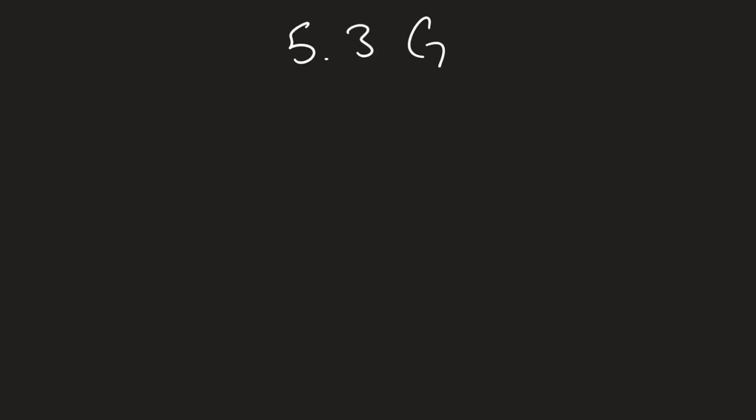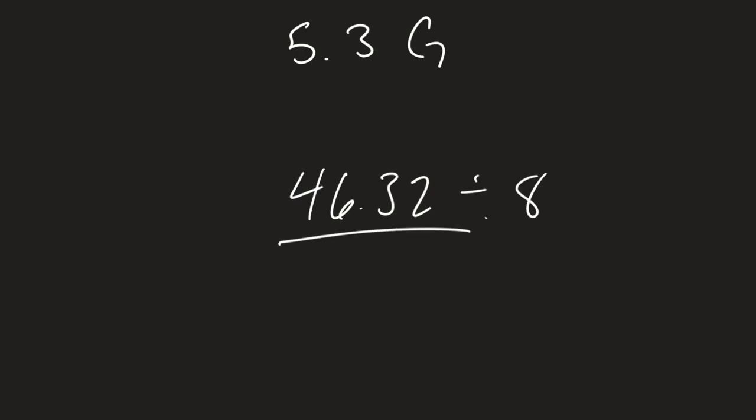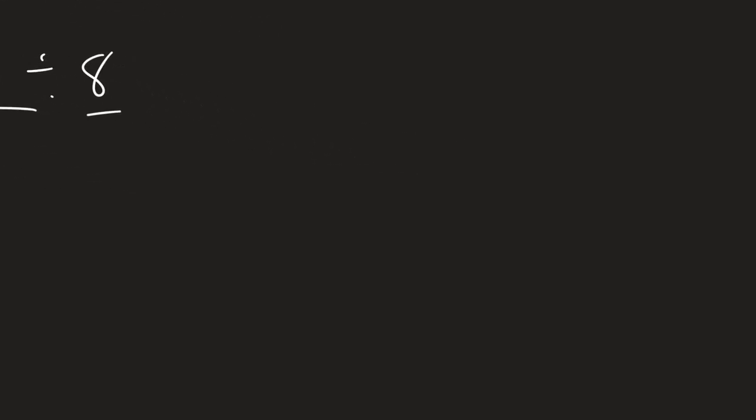Alright guys, we're looking at 5.3G, which is dividing decimals. Our example is going to be 46.32 divided by 8. Remember that this is your whole, and this is how many groups you have of that. So we're going to go ahead and write it over here. Let's go ahead and look at the example.